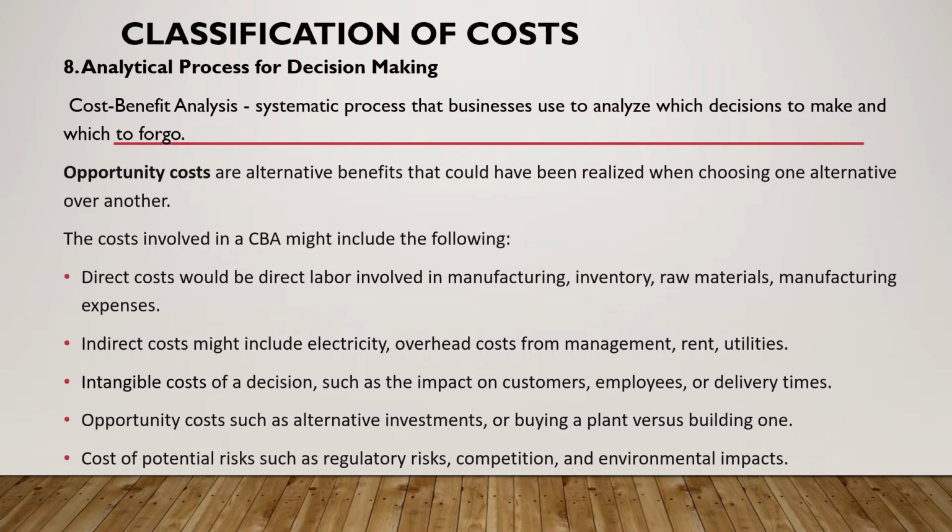The costs involved in a CBA might include the following. Direct costs would be direct labor involved in manufacturing, inventory, raw materials, and manufacturing expenses. Indirect costs might include electricity, overhead costs from management, rent, utilities. Intangible cost of a decision, such as the impact on customers, employees, or delivery times. Opportunity costs such as alternative investment or buying a plant versus building one. Cost of potential risk such as regulatory risk, competition, and environmental impacts.